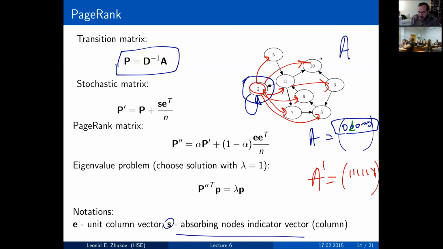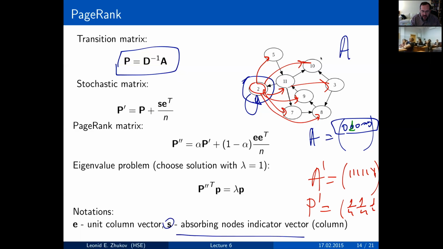I don't add just ones. I need to normalize this, and normalize by out degrees. So when I talk about transitions, these are going to be elements 1 over n, 1 over n, 1 over n, etc.